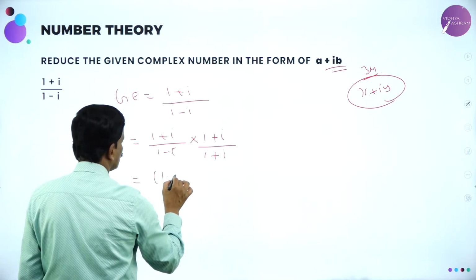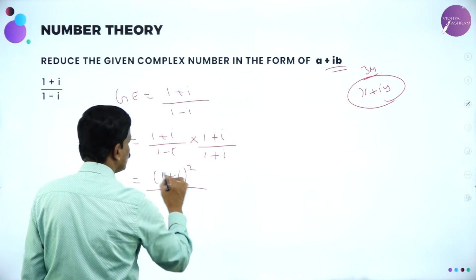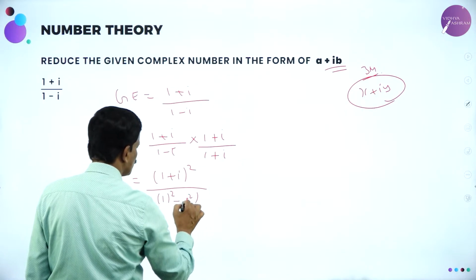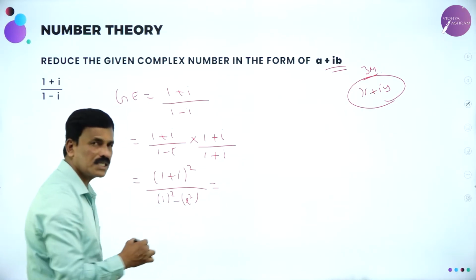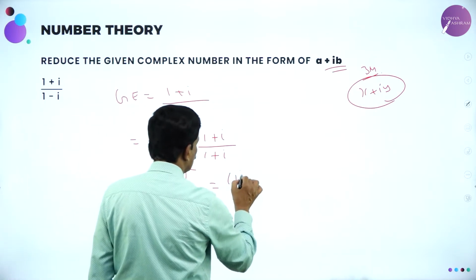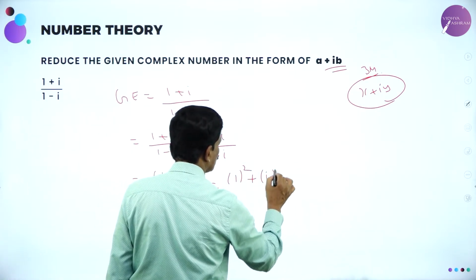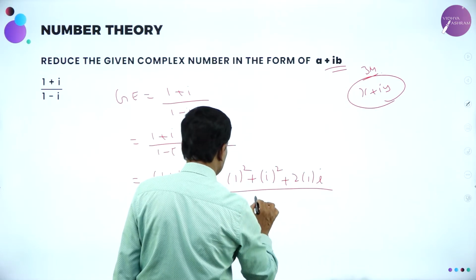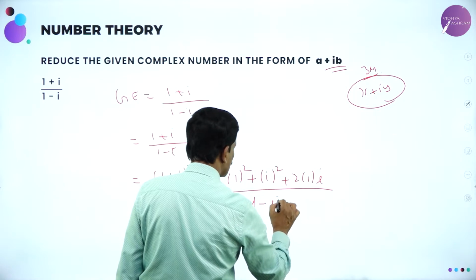So the numerator is of the form (1 plus i) whole square, divided by, in the denominator, 1 into 1 is 1 square minus i into i is i square. Now you observe carefully, the numerator is of the form (a plus b) whole square: a square, 1 square, plus b square, i square, plus 2ab, 2 into 1 into i, divided by 1 square, 1 minus i square.